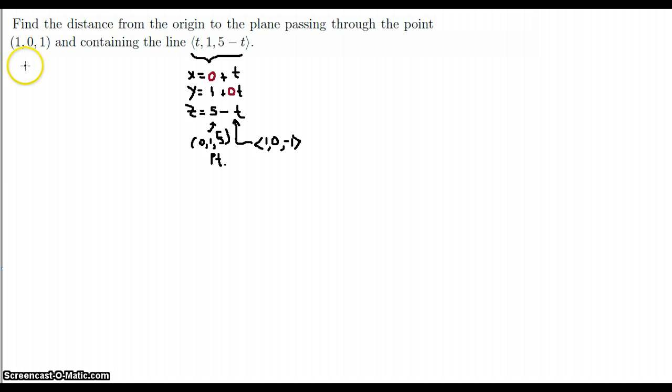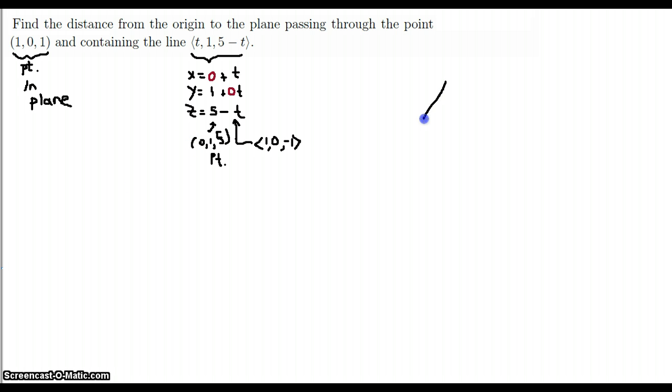To get the equation of a plane, we're going to need a normal vector to the plane and a point in the plane. This is the point in the plane. We'll call this the point in the plane, although the other point, (0, 1, 5), is also in the plane. Now the normal vector to the plane is not that direction vector for the line.